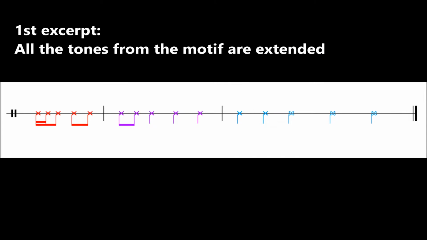In first excerpt we notice that all the notes from the motif are equally extended. For example, two 16 notes in the first measure became two 8 notes in the second measure. Three 8 notes in the first measure became 3 quarter notes in the second measure.